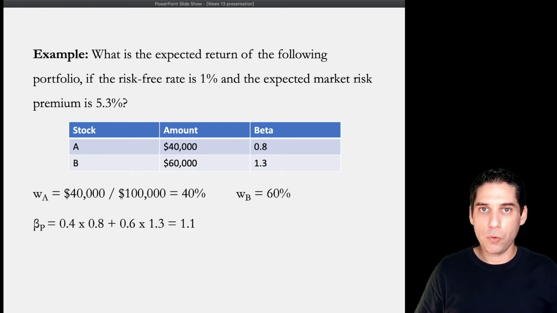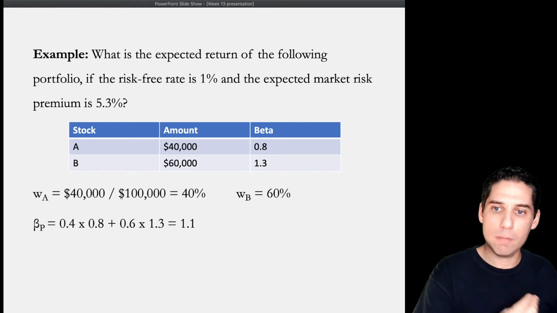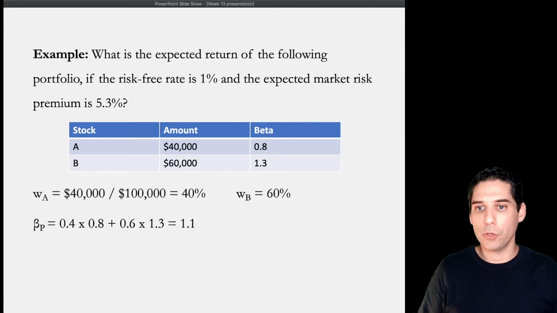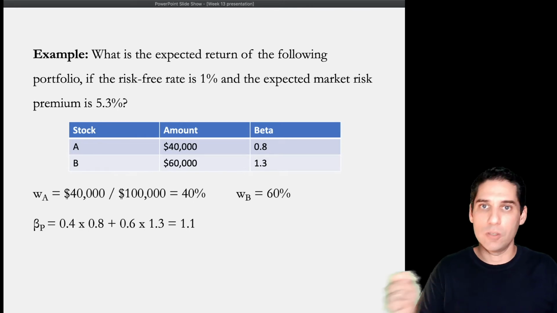So the beta of the portfolio is the weight of A, 0.4, times beta of A, 0.8, plus the weight of B, 0.6, times beta of B, 1.3. Crunch the numbers, we get 1.1. So this is a relatively risky portfolio, about 1, right? Riskier than the market or the average stock. And this will be reflected in the CAPM expected return.